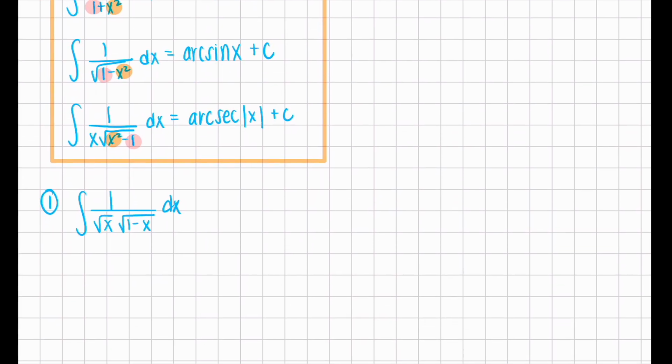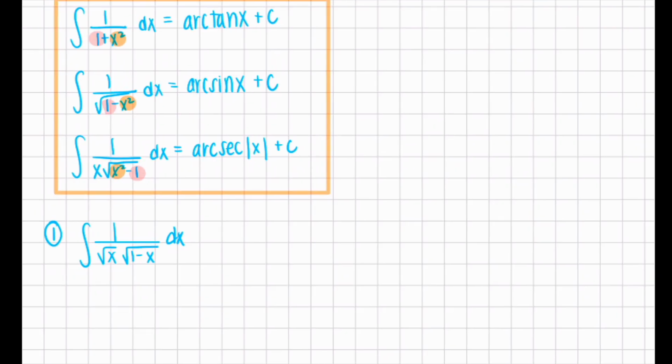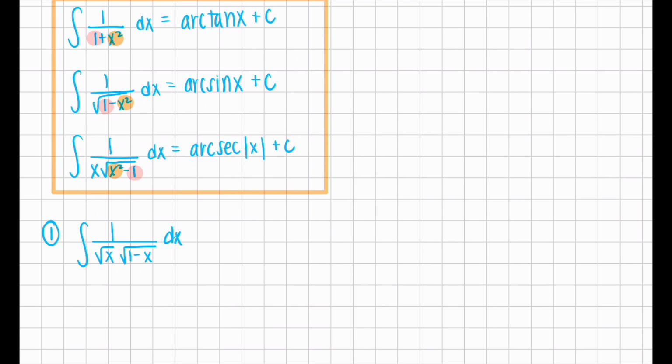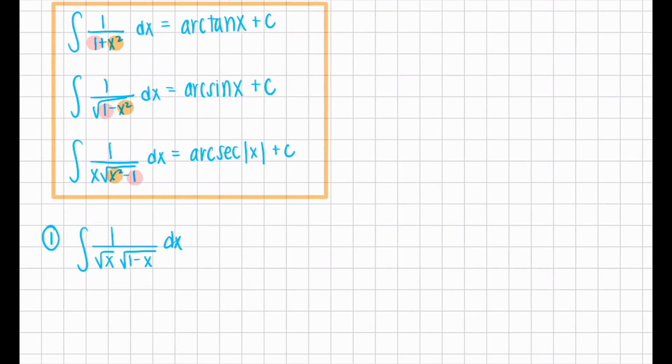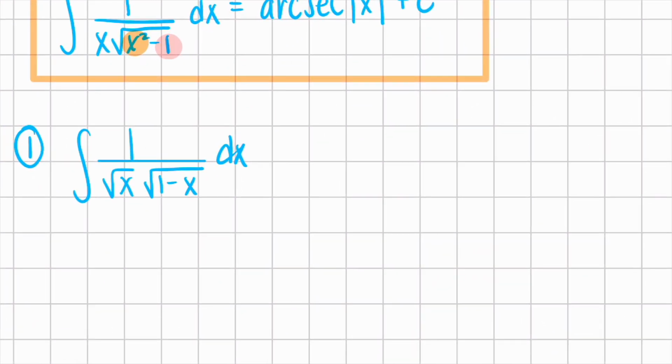So let's just jump into some examples. Looking at number 1, I'm probably either using arcsine or arcsecant, and I know that because of the radicals in the denominator. So what we want to do is start manipulating. First thing I would do is, like I said, I want an expression squared under the radical. So instead of 1 minus x, I can rewrite this to be, I still have my rad x, 1 minus rad x squared.